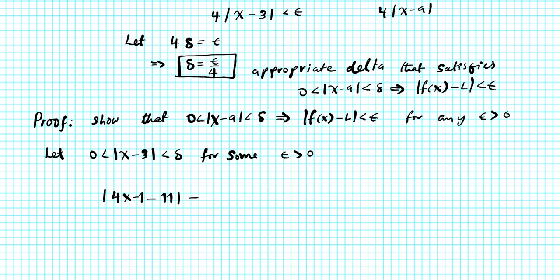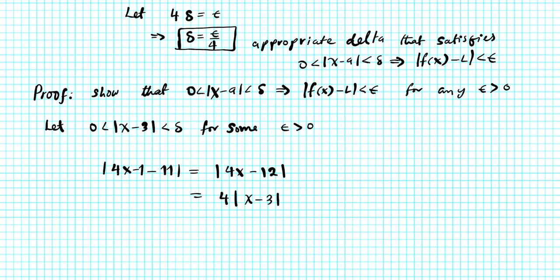Let me write my ones well so you don't get confused. So this is 1 and this is 11. This becomes |4x - 12|. We can factor out a 4 and we're left with 4|x - 3|. Okay, now what can we say from here? We said earlier that |x - 3| is less than delta, right? So if I substitute delta for |x - 3|, I know for sure that the substitution will result in this inequality being less than what I have.